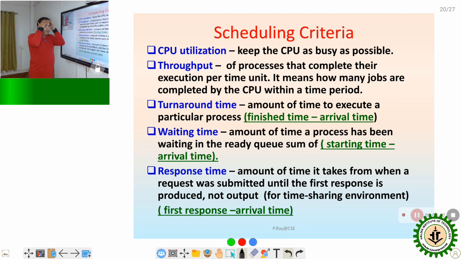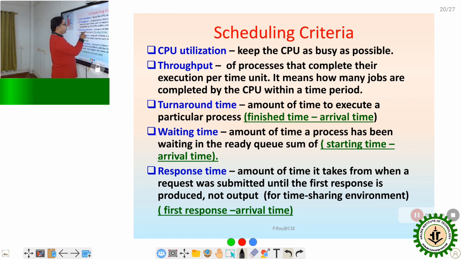Scheduling criteria. When we are using scheduling algorithms, there is some terminology we have to use: CPU utilization, throughput, turnaround time, waiting time, response time, etc. In many cases we have to solve scheduling algorithm problems, and at that time we have to calculate the turnaround time, the waiting time, and the response time.